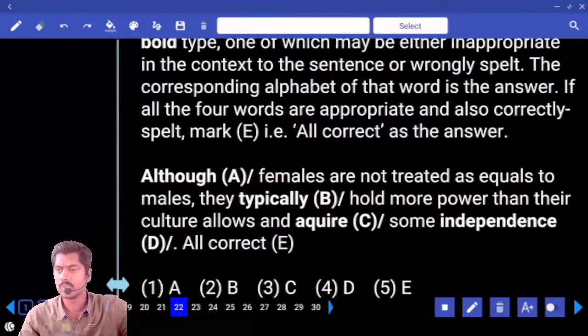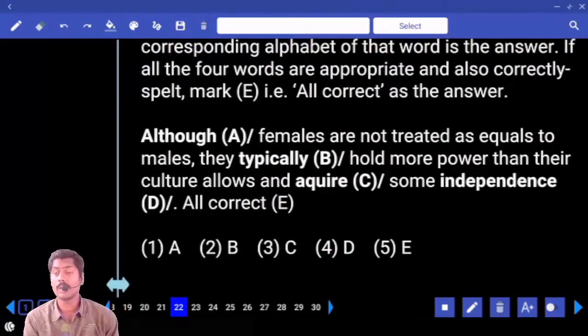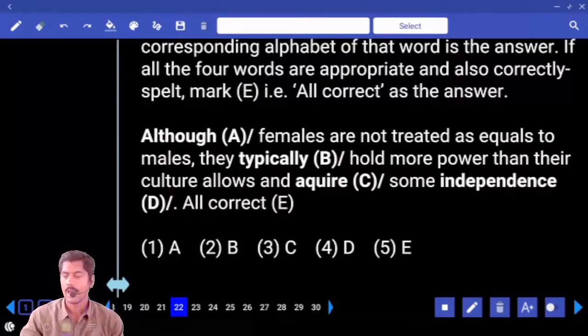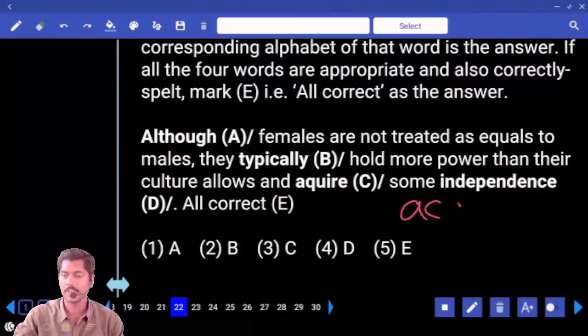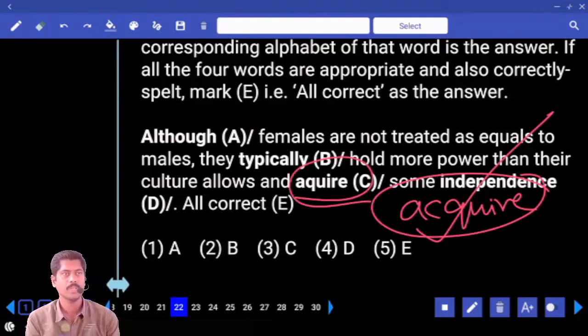Is it a word swap or wrongly spelled? "Although typically acquire independence." Answer please. Acquire. ACQUIRE. C is needed. C is missing. In C part, C is missing.